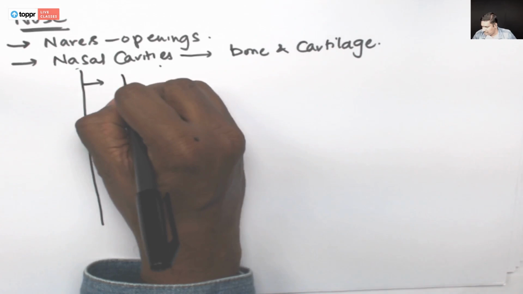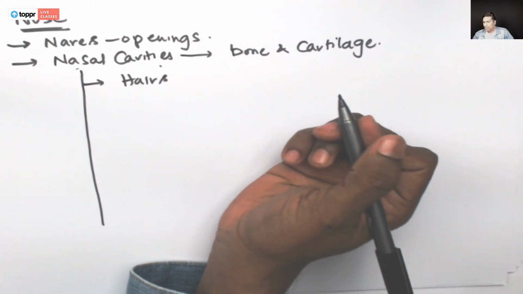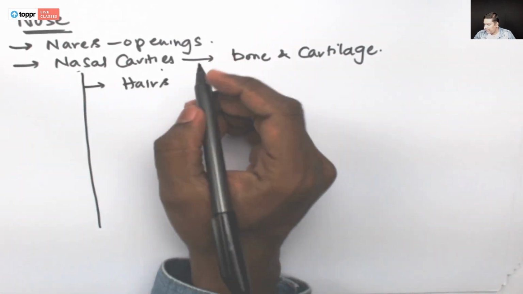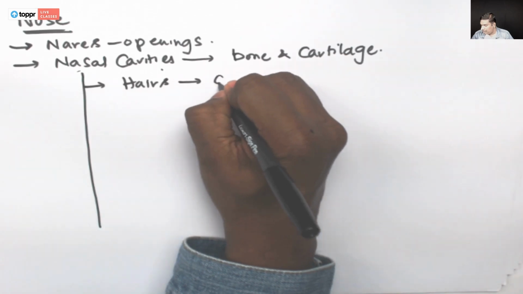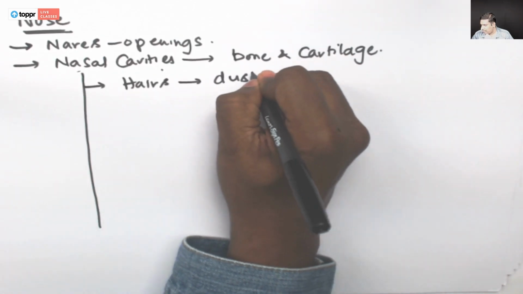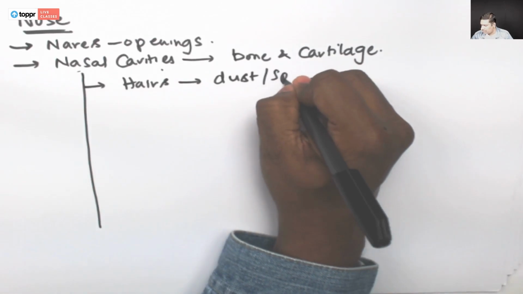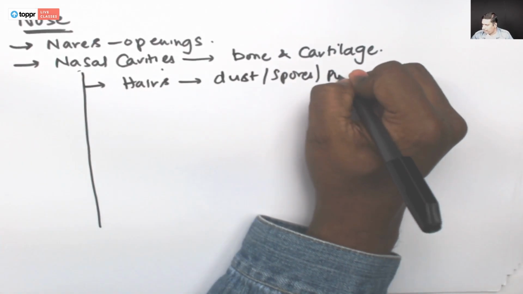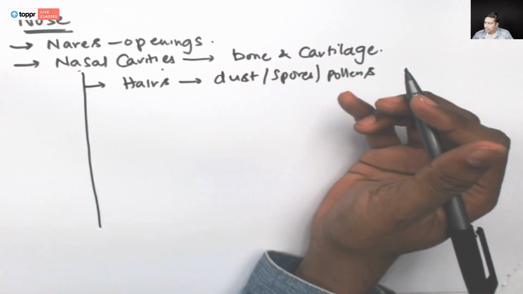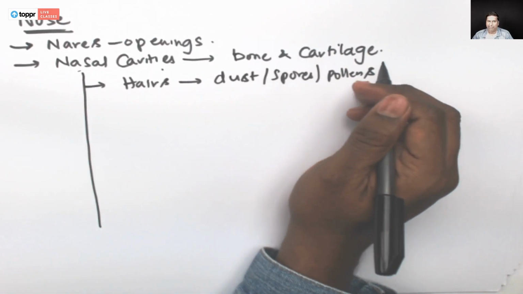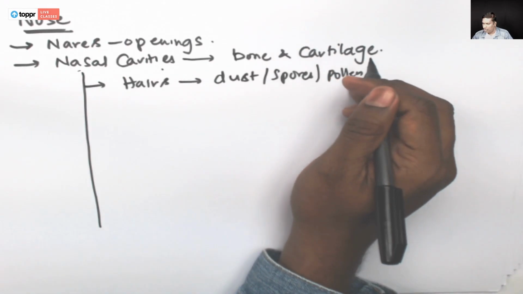Nasal cavities have hairs. You have hair in your nasal cavity, and this hair traps the dust molecules or the spores or pollen, anything that can actually enter our lungs and create problems for us will be blocked by these hairs. All these hairs actually block those.